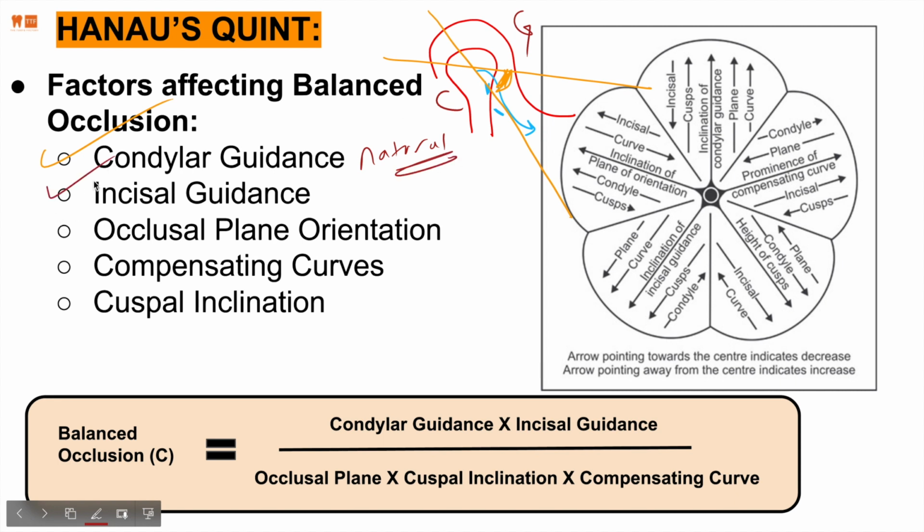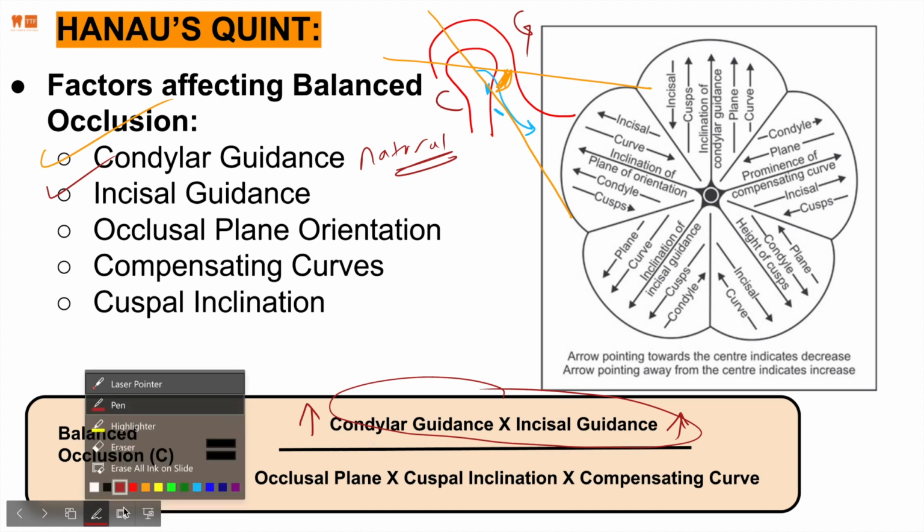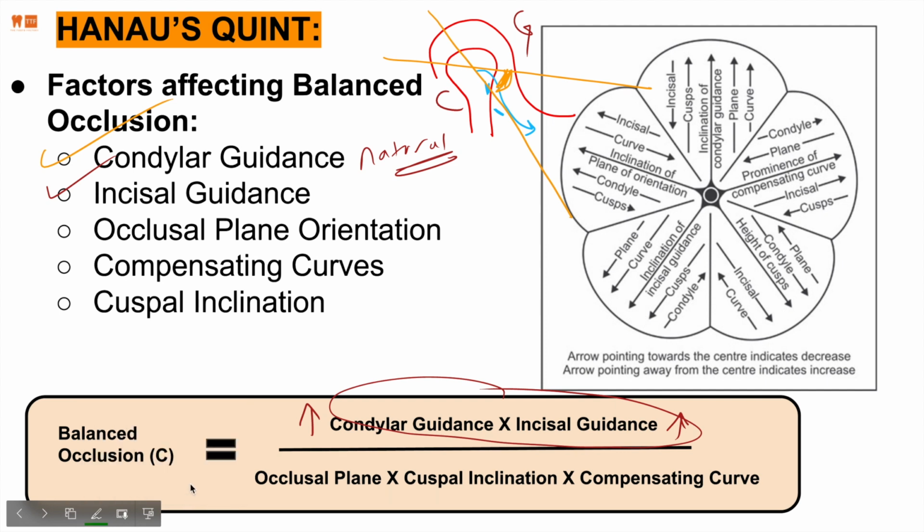Then comes incisal guidance. Now, because of this motion, you could imagine that at the anterior end of the mandible, the teeth are very much influenced by the condylar guidance, right? In other words, if condylar guidance is increased, incisal guidance will be increased, right? That's why these two terminologies are in the same numerator. They're not opposite of one another. They're on the same side. Okay, so far that's clear in the overview part.